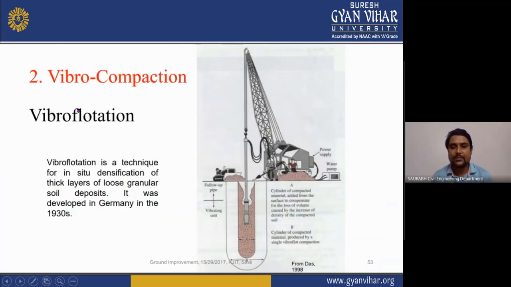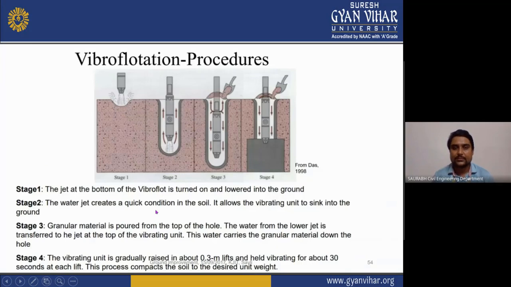The second type of compaction method used in ground improvement is vibro compaction. As you can see, vibroflotation uses this machine, and with this machine we do the drilling and put in some sand and other material. It is a technique for the in-situ densification of a thick layer of loose granular soil deposit. It was developed in Germany in the 1930s.